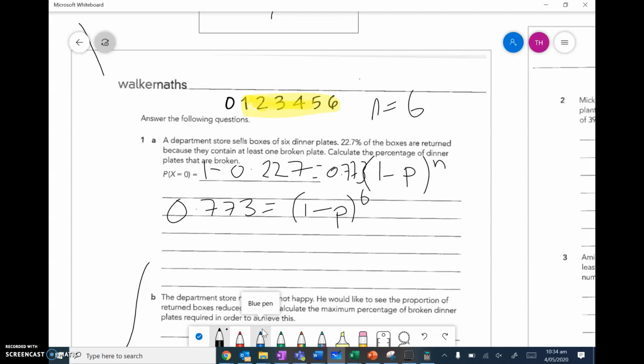Now I can work out the 6th root. To get rid of this power 6, I take the 6th root of the other side. If this was a squared, I would take the square root of the other side, but because it's power 6, I take the 6th root. So I'm going to have the 6th root of 0.773 equals 1 minus p. And then to get p just by itself, I can move this 1 minus the other side, so it's 1 minus the 6th root of 0.773.